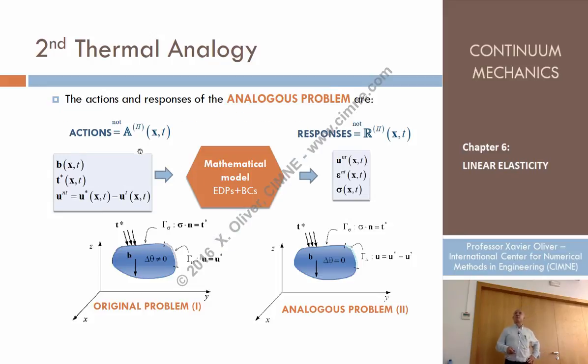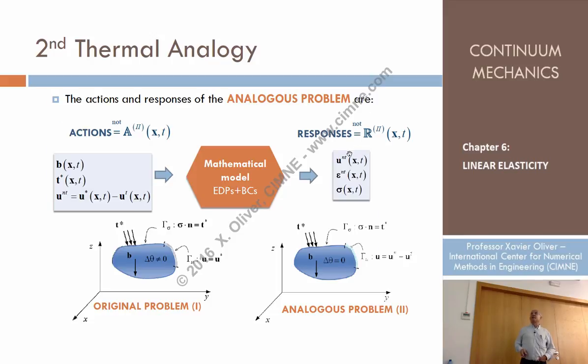So I have constructed a problem that we call the analogous problem. The analogous problem is a problem where the actions are the body forces, which are modified, okay? The temperature, the tractions at the boundary, gamma sigma, which are unmodified. And now the prescriptions at the boundary, gamma u, are modified to this u star, the original ones, minus u thermal. That's the part. So I modify the prescriptions only at this part here, okay?